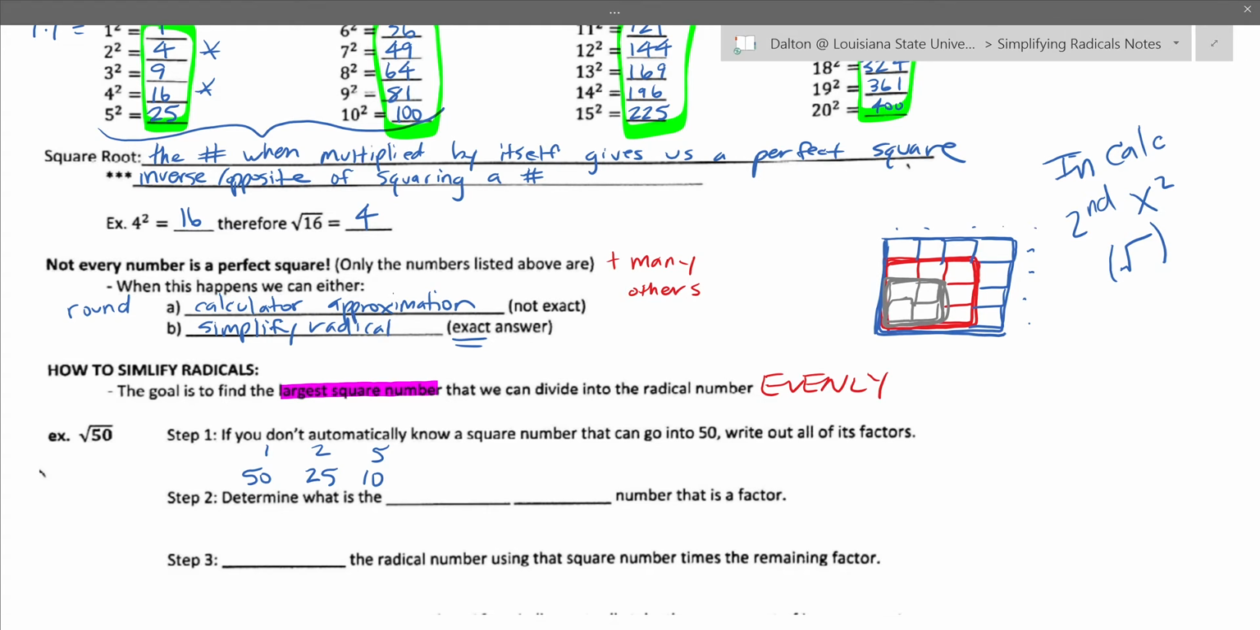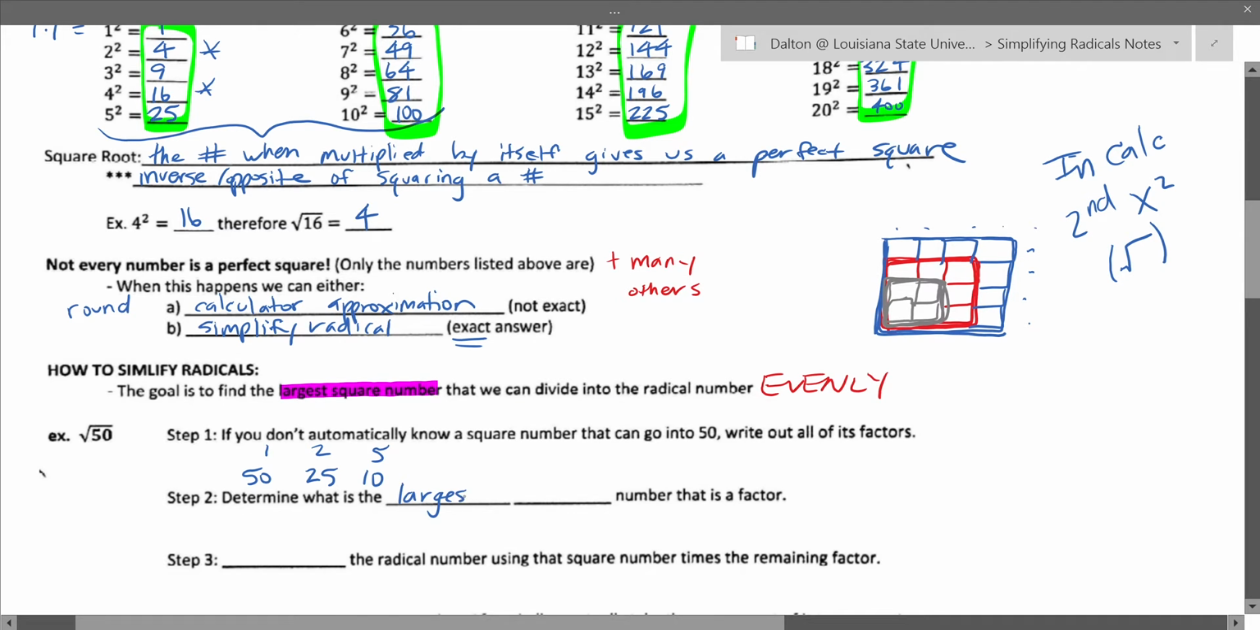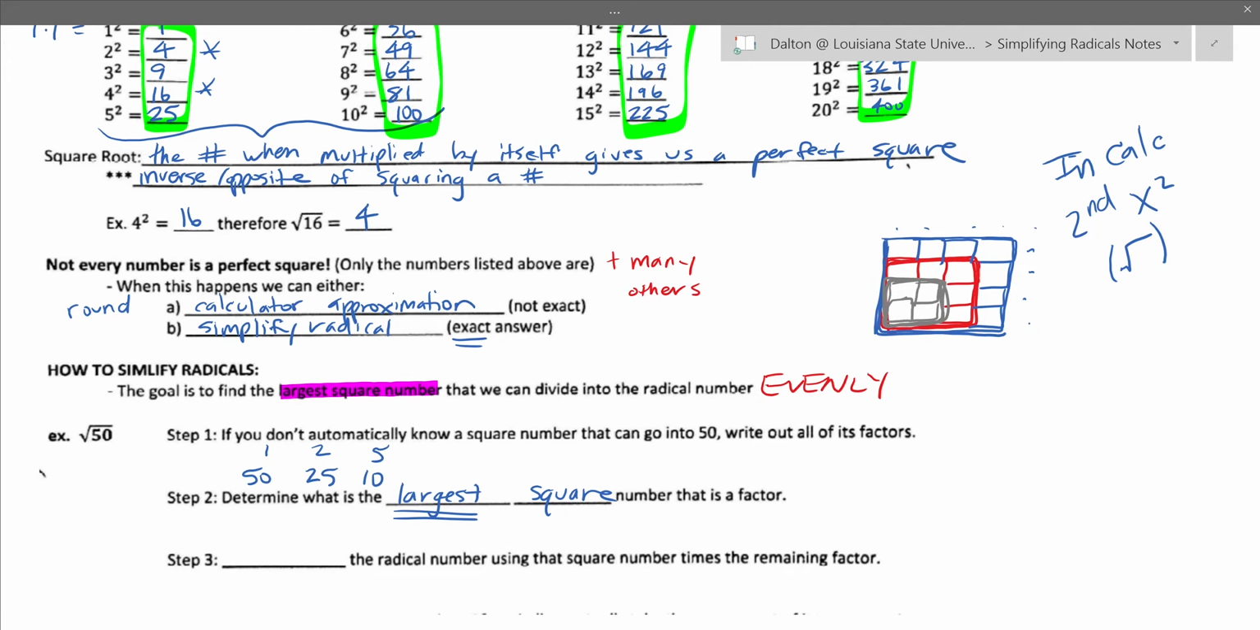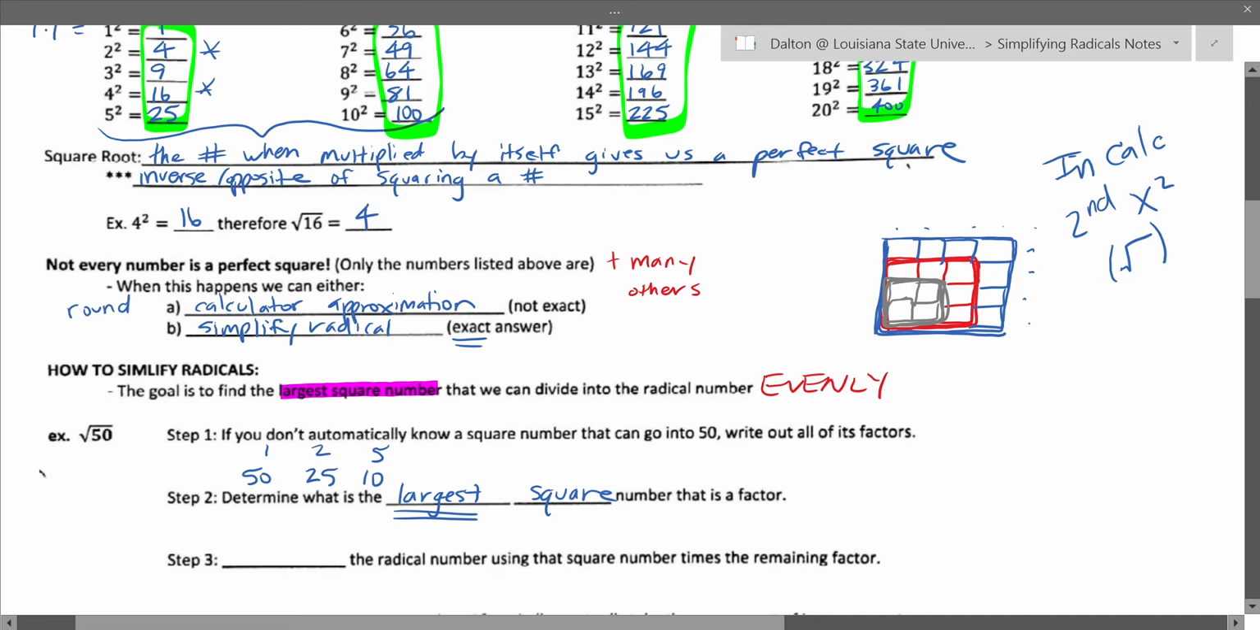Now, step 2 is determine the largest square number that is a factor. That word largest is super important. So if I look at my list, let me first cross off everything that's not square. Okay, 1 is a square number, so I'm going to leave it there. 2 is not. 5 is not. 50 is not. 25 is. It's on the list up here, right? So 25 is a square number. 10 is not. So the largest square number out of this list would be 25.